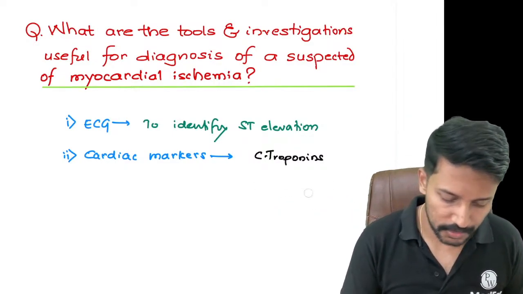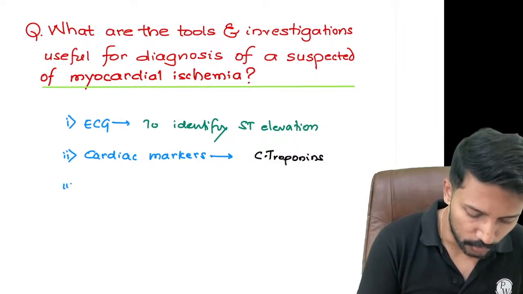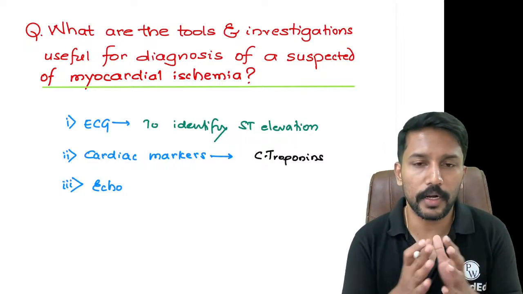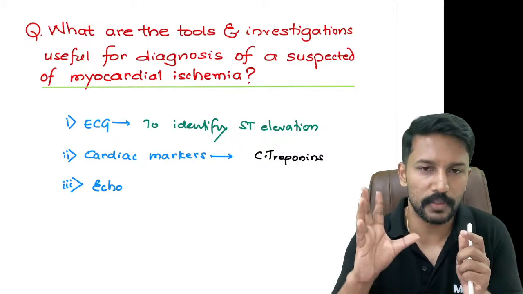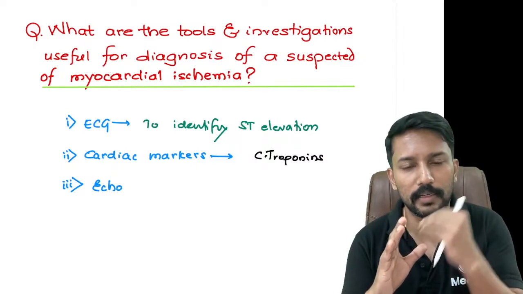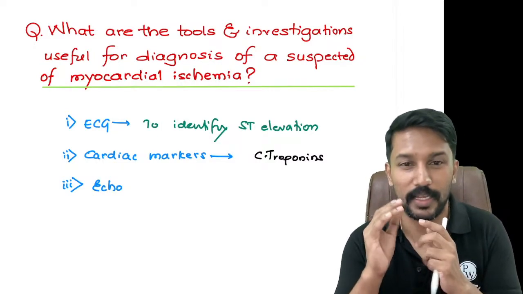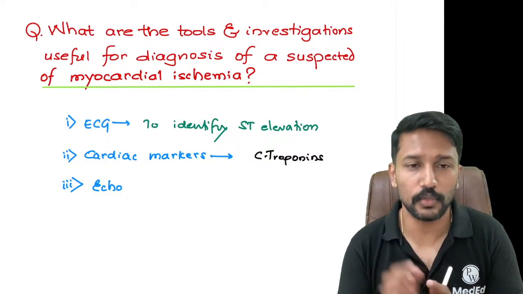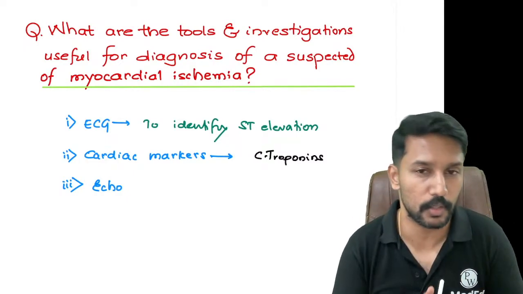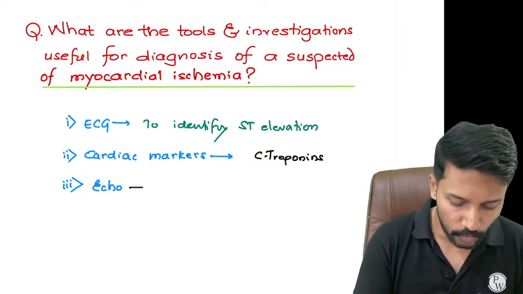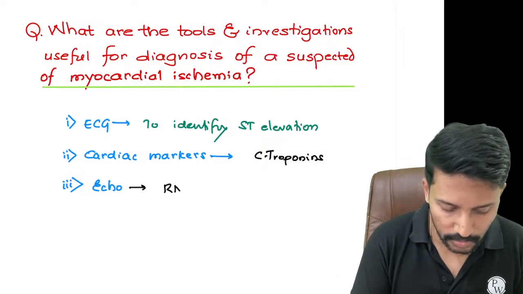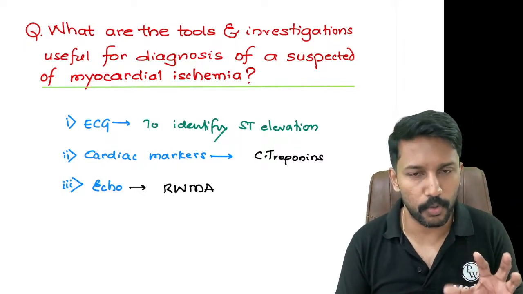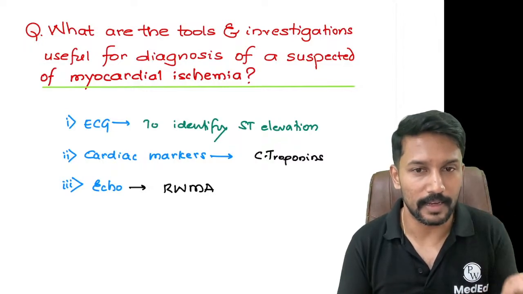What other investigation can help me identify a patient having an acute myocardial infarction? Echocardiography. How will echocardiography help me? With echocardiography, I can directly see the contraction of the ventricles. If any part of the ventricle is not getting sufficient blood supply or is already infarcted, will it be able to contract? A dead muscle, will it be able to contract? No. So I can clearly see a non-contractile part of the myocardial wall if there is infarction. We call that non-contractile part the regional wall motion abnormality.